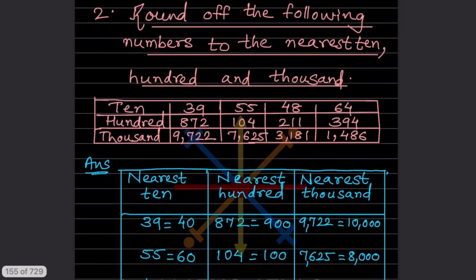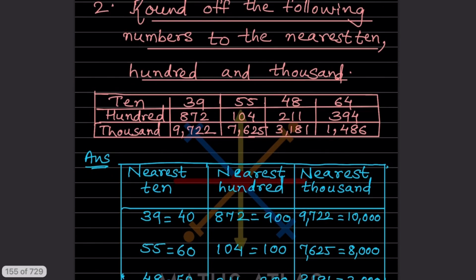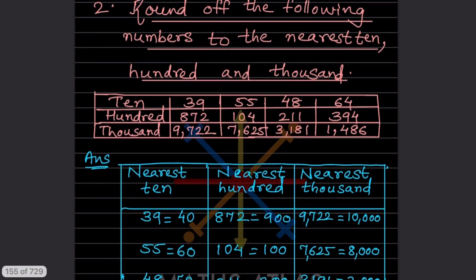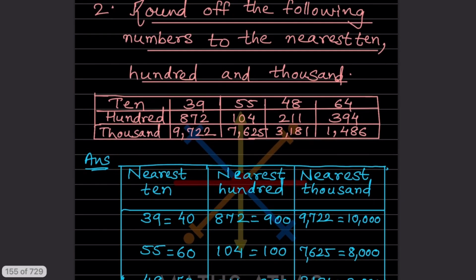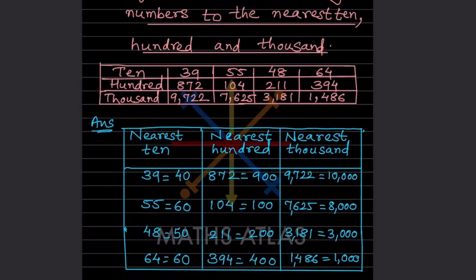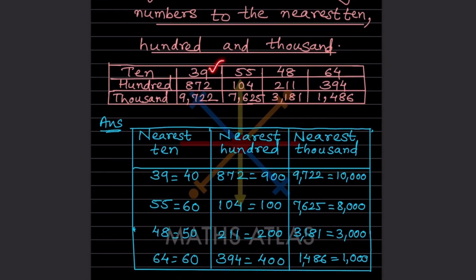So now what are we going to do? We are going to see the examples now from the exercise. So now what did they ask over here? They said round off the following numbers to the nearest 10, 100 and 1000. So I have prepared one table over here. These are the numbers given. So now let us go one by one.